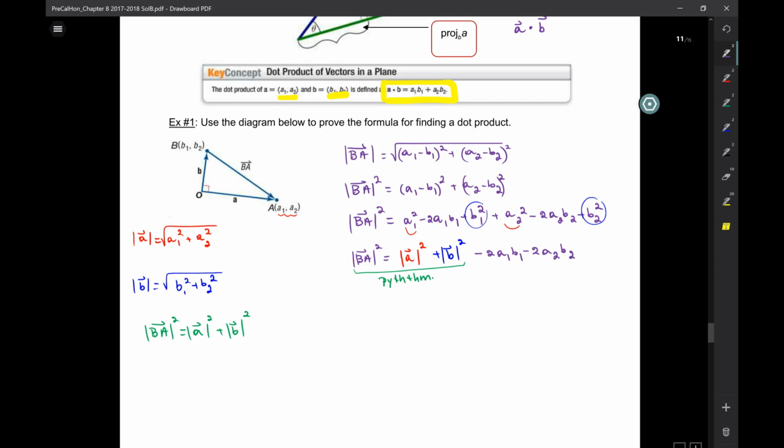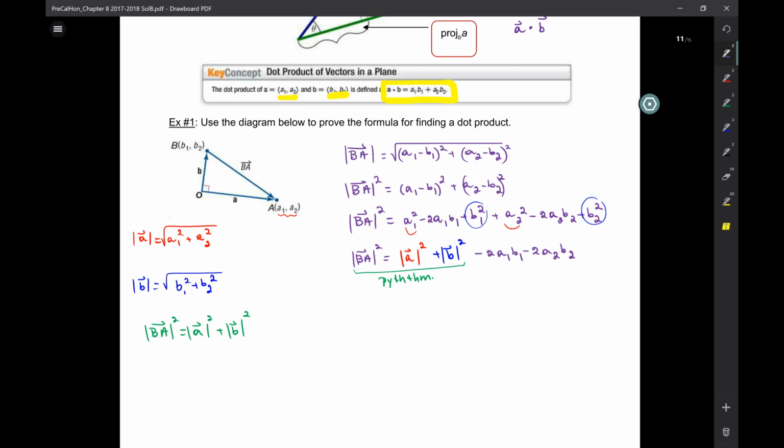So take a look now. The Pythagorean theorem says that BA squared has to equal A squared plus B squared. But then when I was trying to find the length of BA another way, I have all this other extra stuff. How can it be that you try to find the length of a segment two different ways and you get two different answers? That can't be. A segment only has one length. There is no arguing back and forth, right?